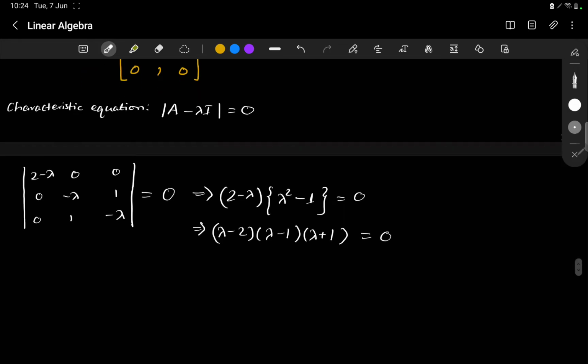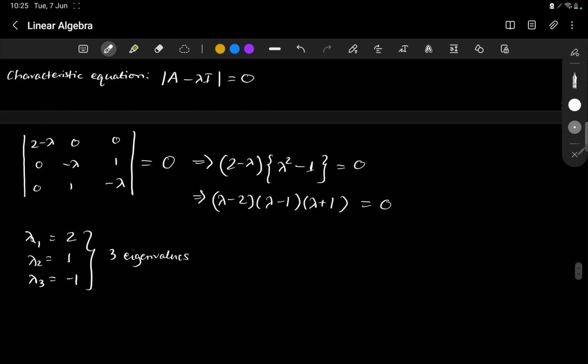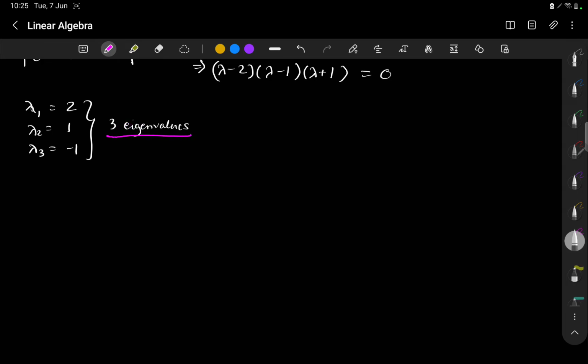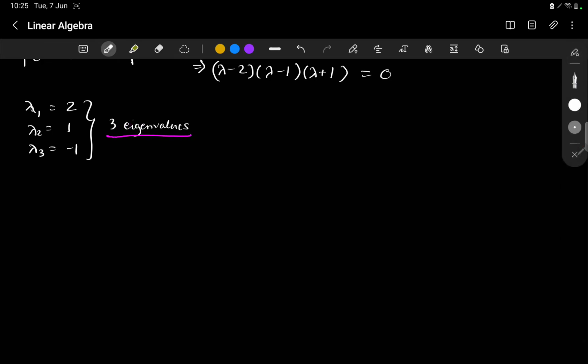So the solutions to this characteristic equation are as follows. We have lambda 1 equal to 2, lambda 2 equal to 1, and lambda 3 equal to minus 1. We have these three different eigenvalues, and we need to find the eigenvector corresponding to each of these eigenvalues. So these are the eigenvalues. Now let us look at the eigenvectors. So for lambda 1 equal to 2, let us start with the first eigenvalue.